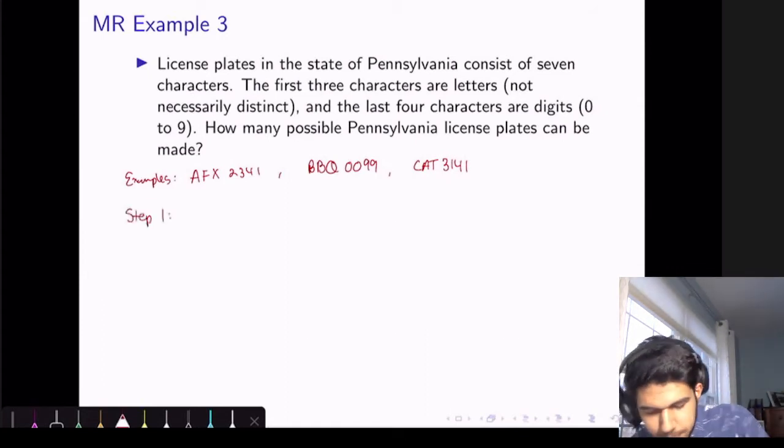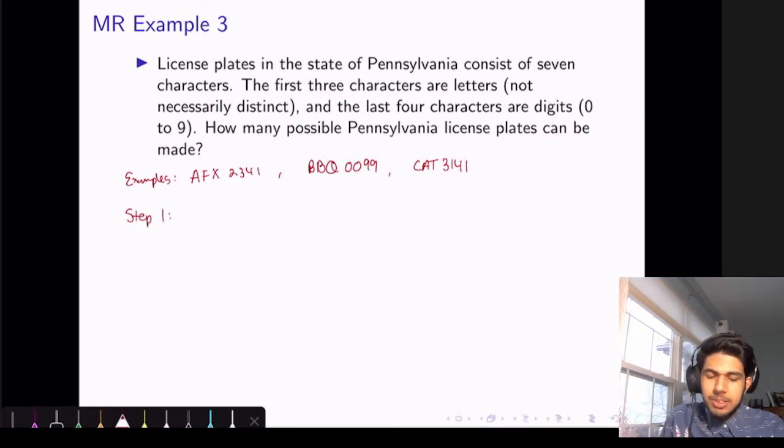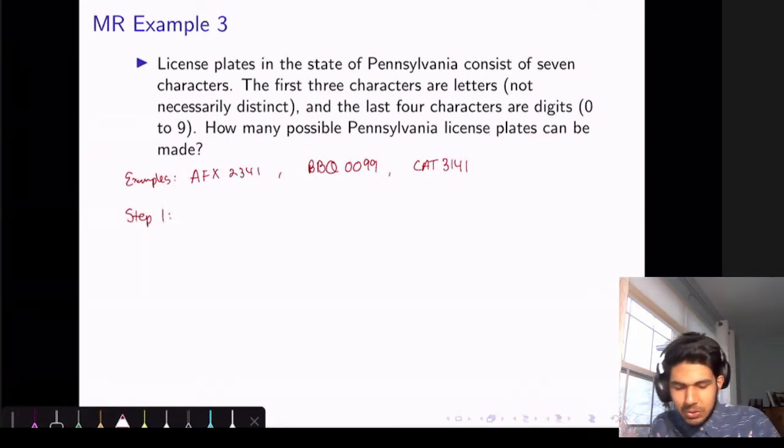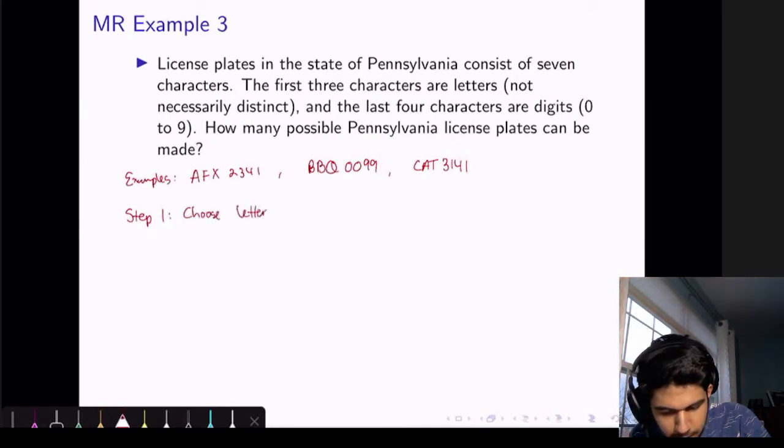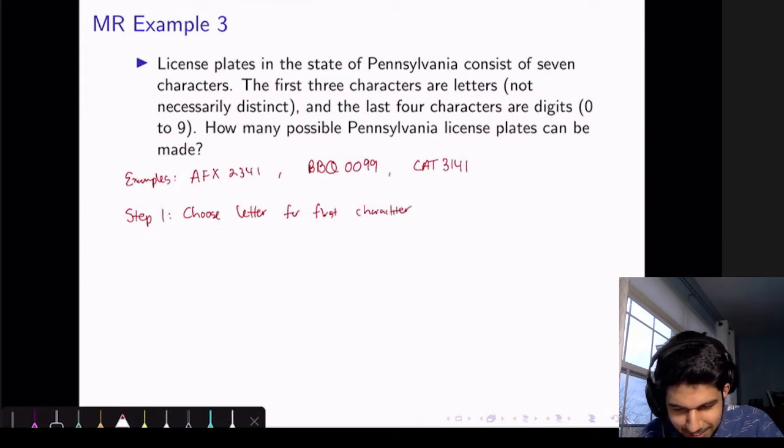Step 1. Well, why don't we just work with the first character? So choose letter for first character. How do you spell character? Is that how you spell character? No, there's no H there. Whoops. That's embarrassing. Oh well.